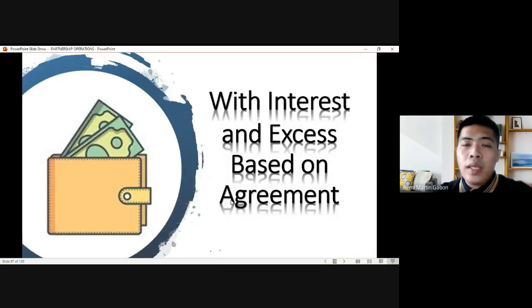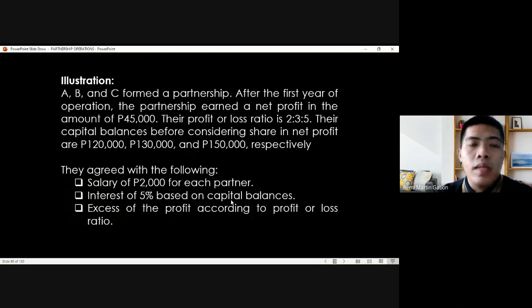The next is with interest and excess based on agreement. So aside from salaries, we can have also interest. Then the excess based on the agreement. So the same problem, the same profit, 45,000, the same profit or loss ratio, 2 is to 3 is to 5. Then meron silang agreement, again, 2,000 for each partner. Okay, then meron daw interest based on capital balances, 5%. Then the excess daw, excess of the profit in accordance with the profit or loss ratio.